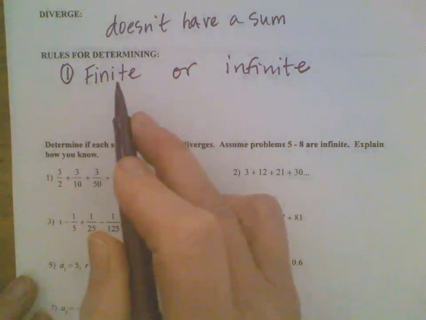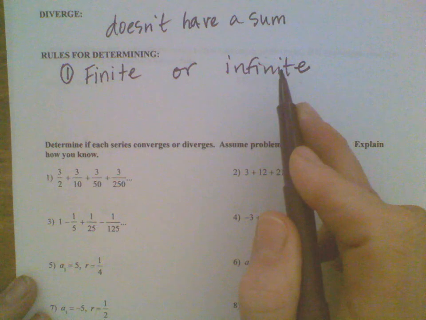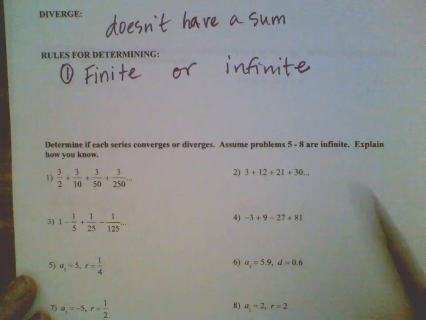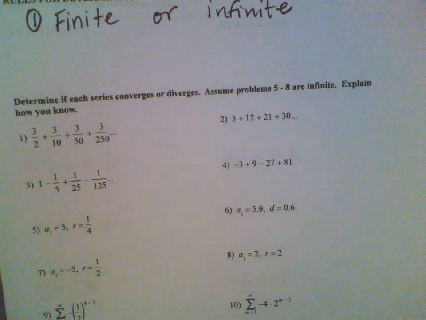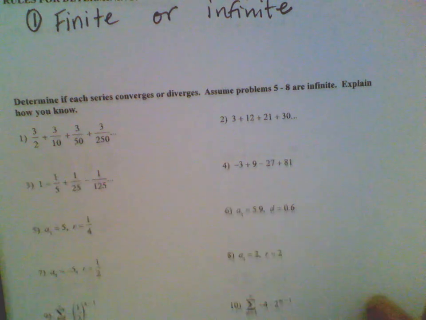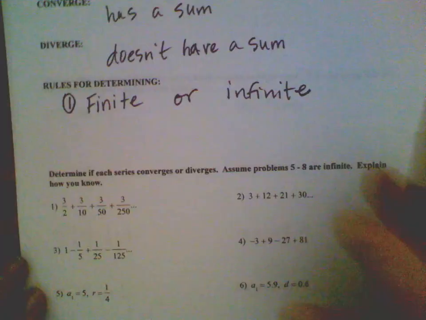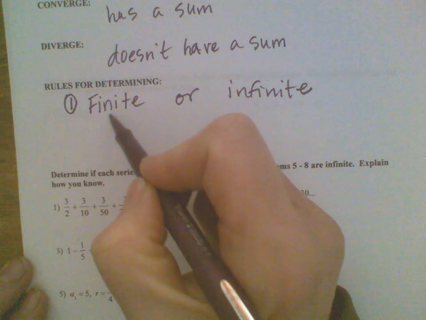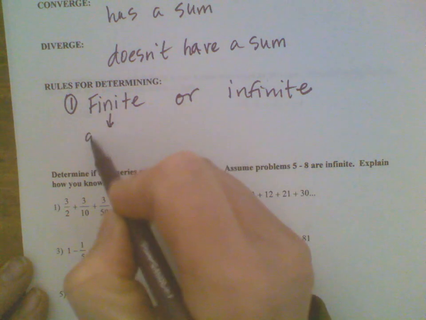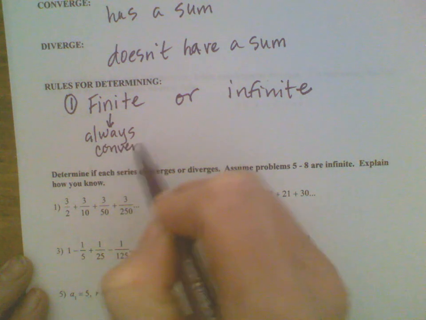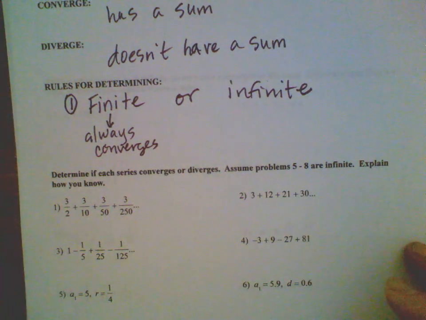Finite just means it has an end. Infinite means it goes on forever and ever and ever. And you can see the dot, dot, dots, or some of them that have sigma notation, I'll point one out way down here on the bottom, that it approaches infinity. And so we know then that it's infinite. So that's the one thing that I'm going to look for. If it is finite, it always converges. It will always have a sum.